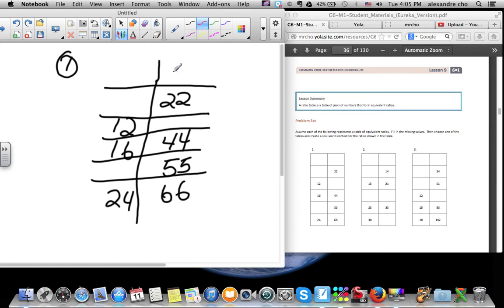So from here, 11 to 22 is times 2. 11 to this spot should be 33, 44, 55, 66. Now let's figure out the other side.